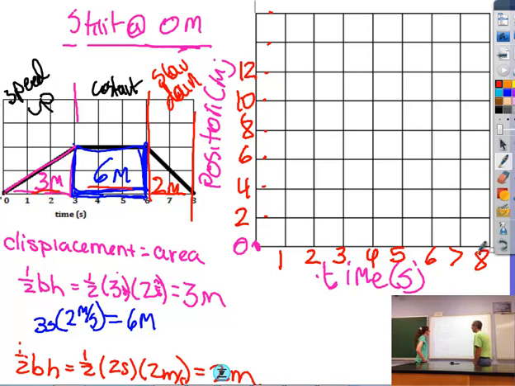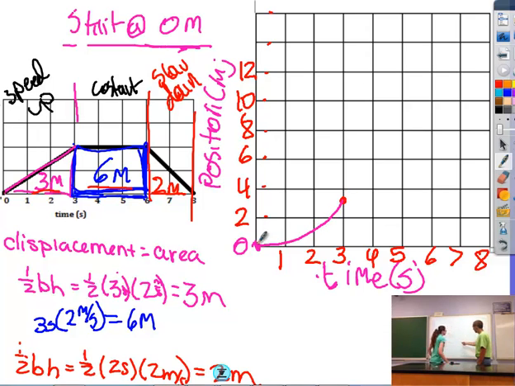All right, so the first one, we need to move 3 meters in 3 seconds. So let's put 3 seconds and 3 meters right here. That's where I need to end up. But this says speed up. So if I remember right, the speed up looks like I'm kind of going slow, and then my slope is increasing, kind of like that.